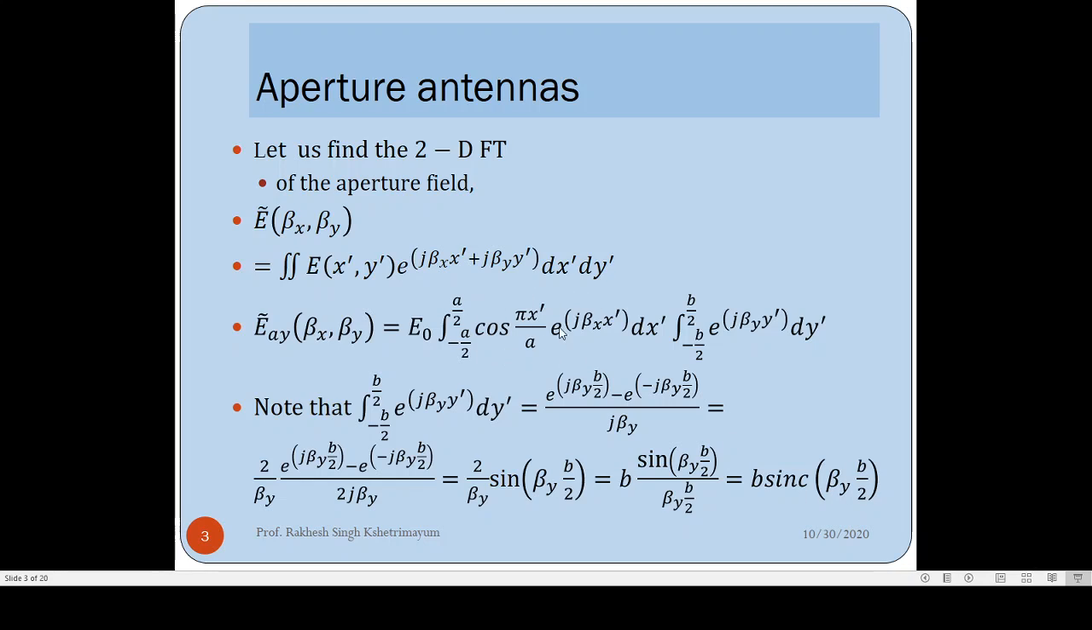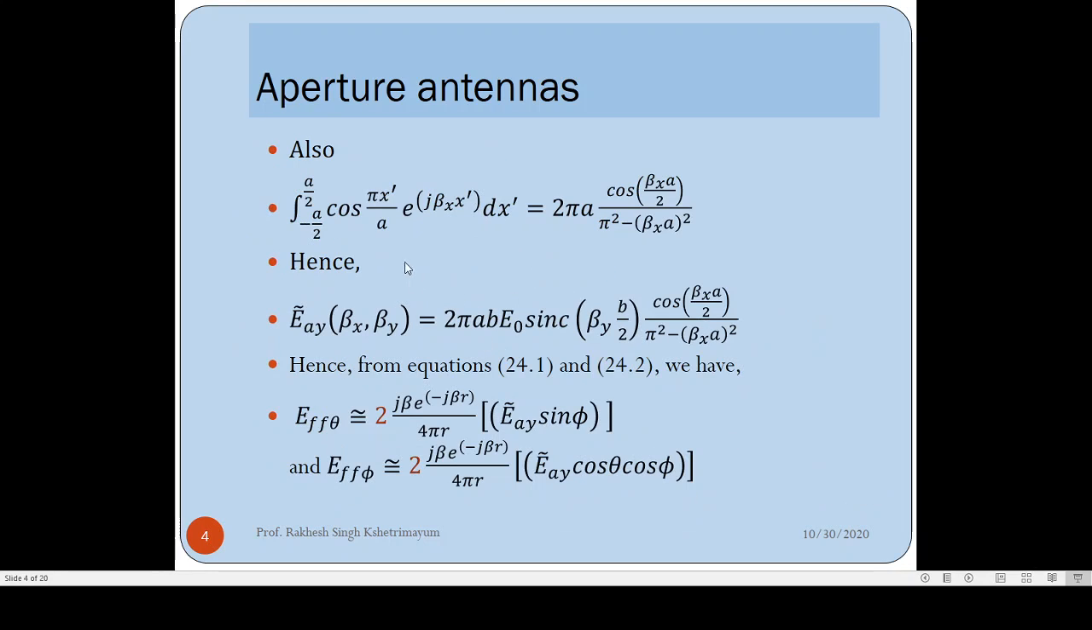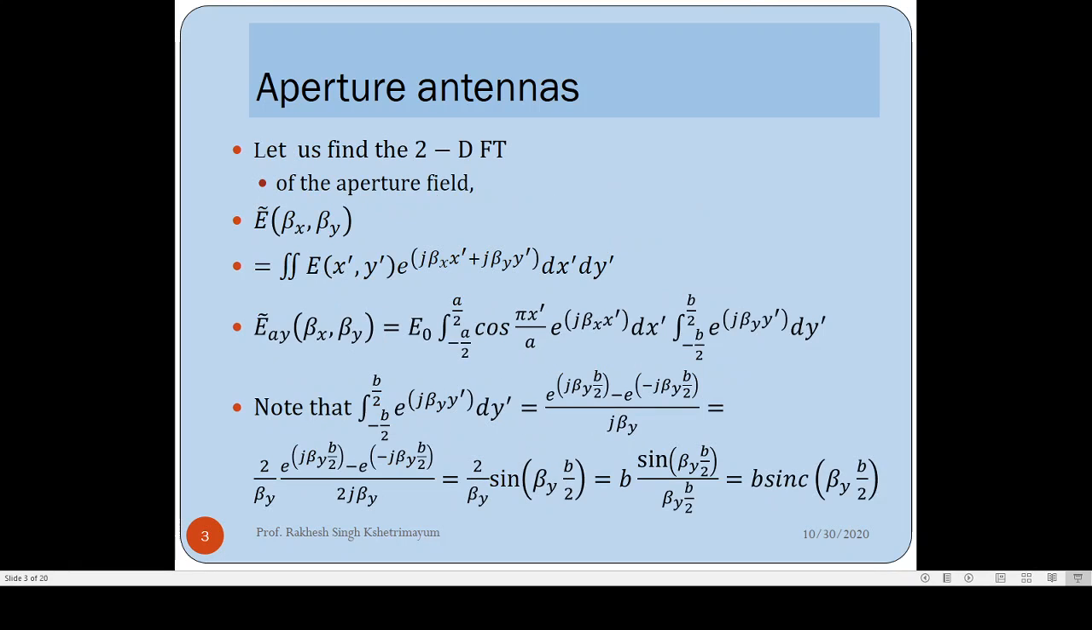How about this integration? This integration also you can do. How can you do it? You express this cosine function in terms of exponential functions. Then the integration of an exponential function is very simple. So when you integrate an exponential function, you get an exponential function. You can put in the limits. Then finally the answer would be 2 pi a cosine of beta x a by 2 divided by pi squared minus beta x a whole squared. So we have the 2D Fourier transform of the aperture field.